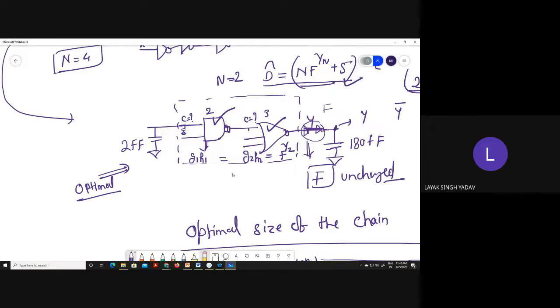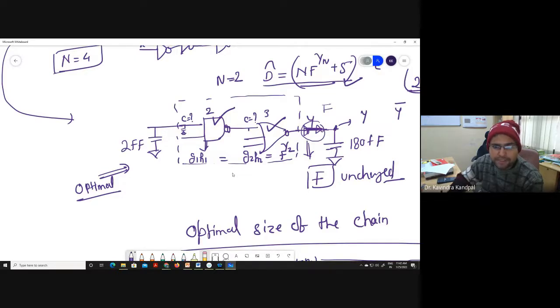Yes, sir. You might remember that exercise which we did yesterday, or the class before yesterday. We found that you can optimize a single inverter for, let's say, the same application, 180 femtofarad and 2 femtofarad, and the least amount of delay will be some value, let's say 20 tau. But when you connect three inverters with the same loads, the D was almost 5 tau.